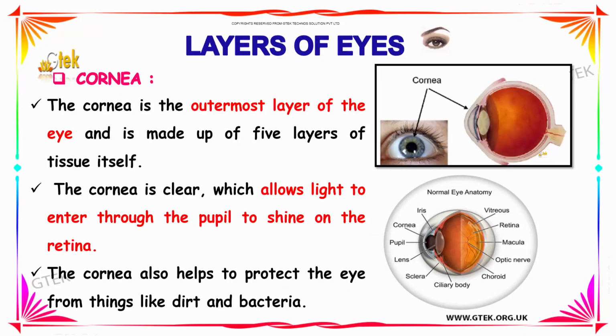Next, we have cornea. Cornea is the outermost layer of the eye, and it is made up of 5 layers of tissue itself. If you see, your cornea is clear and it allows the light to enter through the pupil to shine on the retina. So your cornea lets the light through the pupil to shine on your retina. The cornea also helps to protect the eye from dirt and bacteria.